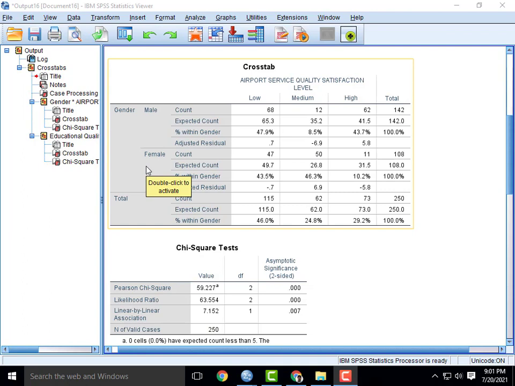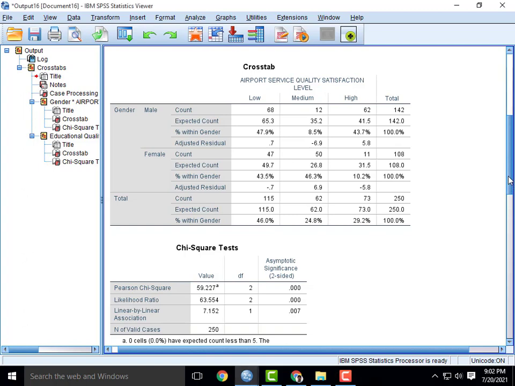Then come to the female category. The adjusted residual values are minus 0.7, 6.9, minus 5.8. So here also the medium level of satisfaction is contributing more towards the significance of the data. So this is the use of adjusted residual to find out which category of data contributes more toward the significance.